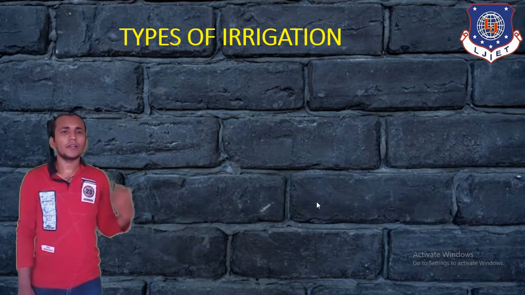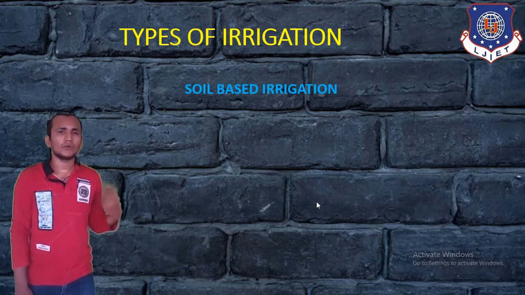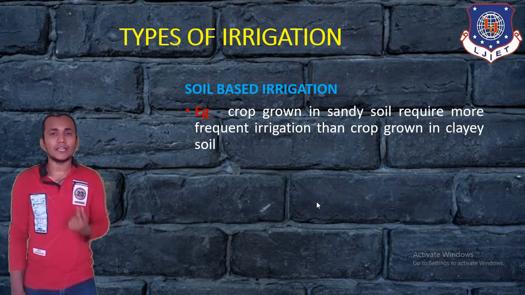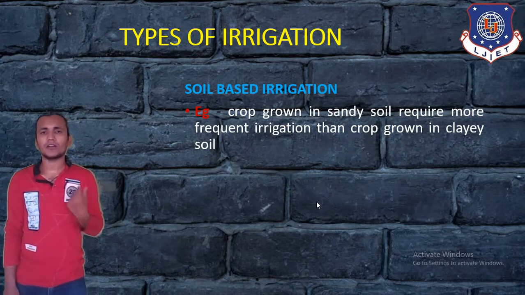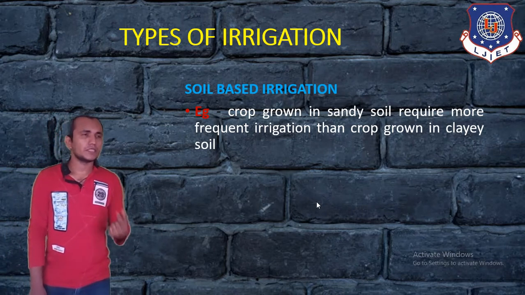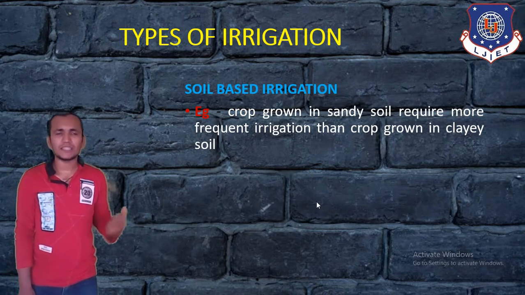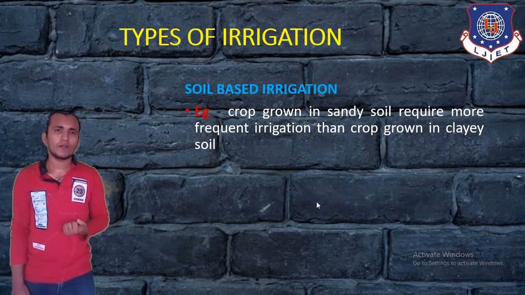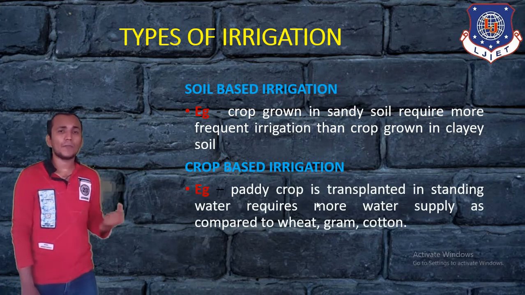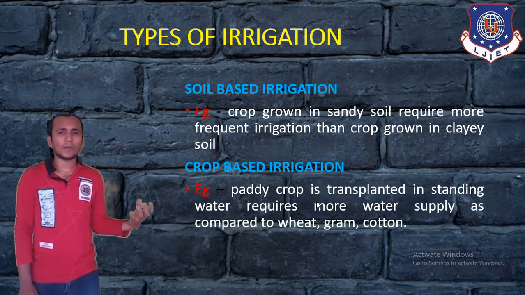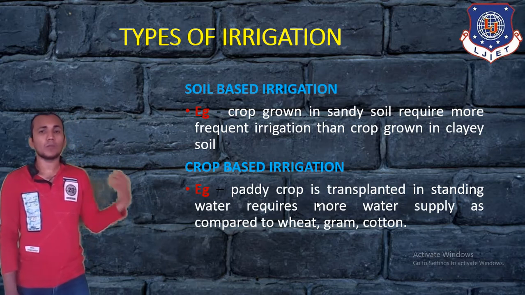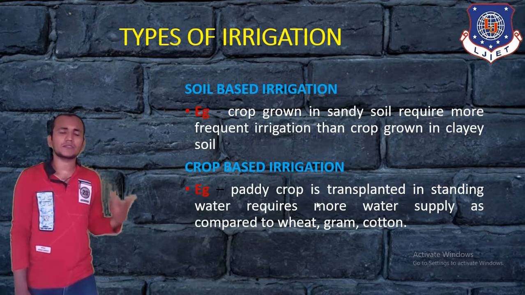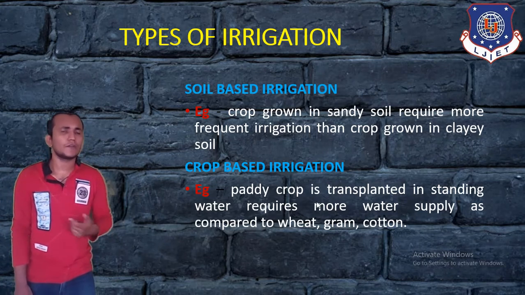Now we know that there are different types of irrigation systems. Soil based irrigation system: as per the soil, we know that crops grown in sandy soil require more frequent irrigation than crops grown in clay soil. Means dark soil requires less irrigation, but sandy soil requires more irrigation. That is the soil based irrigation system. Another way we can say is crop based irrigation. As per our crop, like wheat, gram, cotton, these require more water supply than other crops.